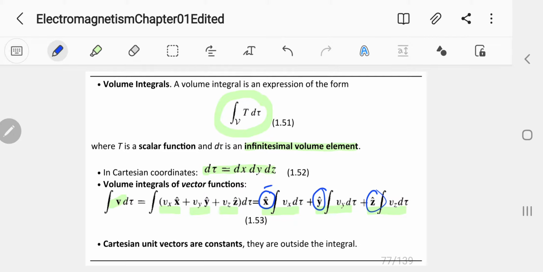They are independent of x, y, and z. So your x hat is a constant vector, your y hat is a constant vector, and your z hat is also a constant vector, unlike in the spherical polar and cylindrical coordinate systems, where most of the unit vectors are space dependent. So for Cartesian unit vectors, you can take them out of the integral because they are constant unit vectors.